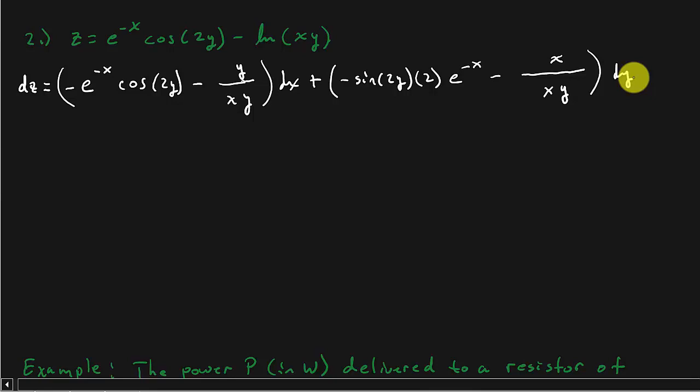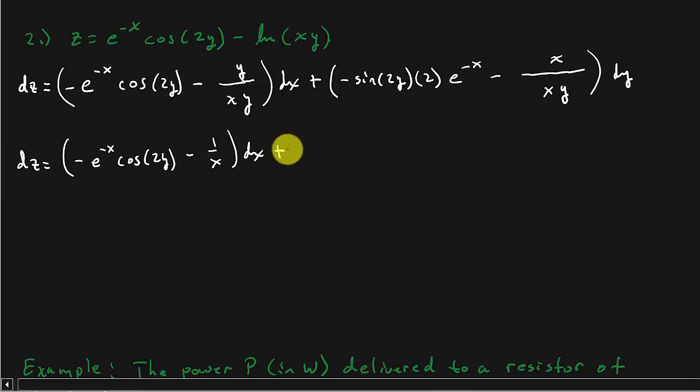And then we can make this look a little better. So dz is equal to negative e to the negative x cosine 2y minus 1 over x dx.